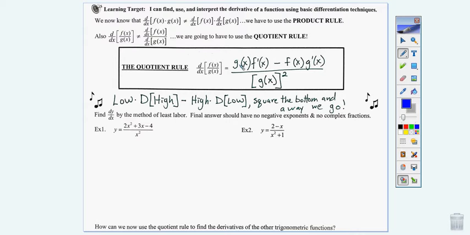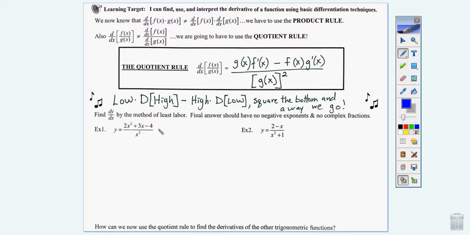You're doing math. Okay, so here's the deal. Look at this. The low, the bottom. Take the bottom times the derivative of the top. Subtract the top times the derivative of the bottom. All over, square the bottom, and away we go. So there we go. Low d high minus.